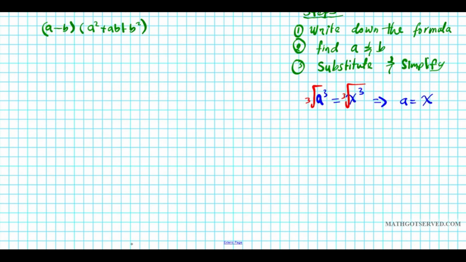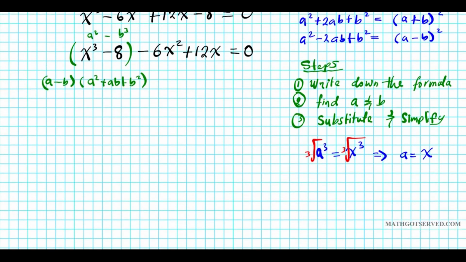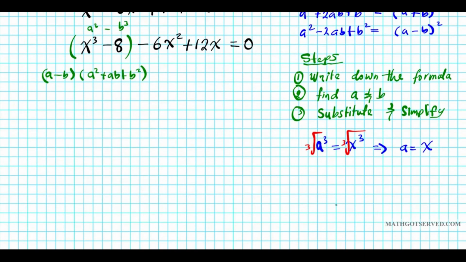Now let's shift our attention to the determination of the b value. b cubed, the second term in the formula, occupies the same spot as 8 in the expression to be factored. So we have b cubed equals 8, and to isolate b here, we take the cube root again, and this clearly tells us that b is what? b is 2 because 2 to the third power is 8.